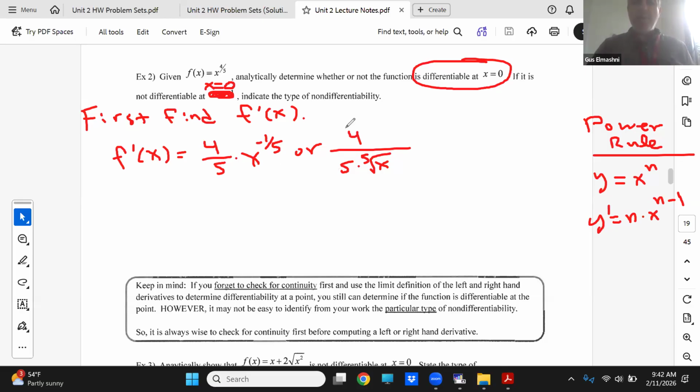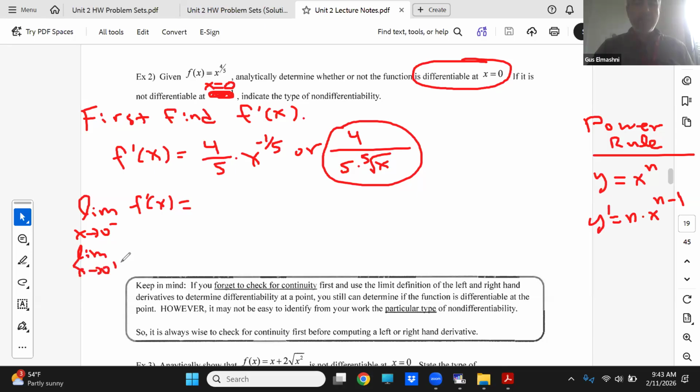Now, if you think about graphically what's happening here, or if you just do this, take the limit as x approaches 0 from the left of f prime of x, and take the limit as x approaches 0 from the right of f prime of x. If you think about it, you're doing a fifth root. What happens if you fifth root a negative number? Negative.